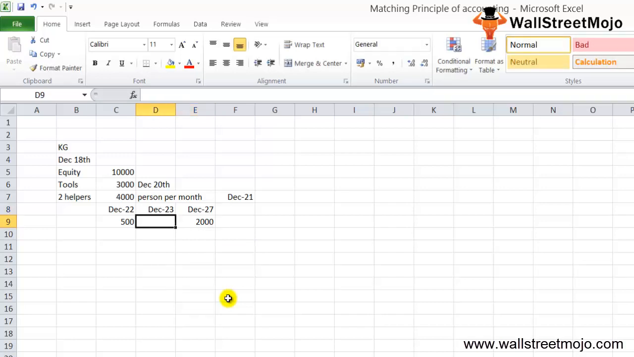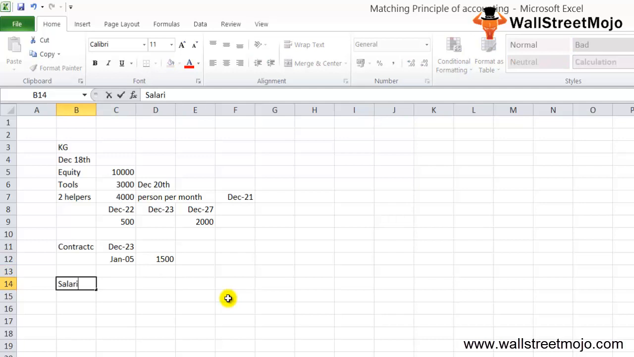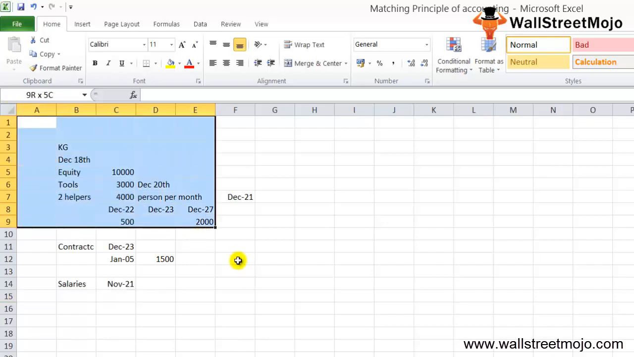And he received another contract on December 27, to be carried out on Jan 5 for the client, who paid him 1,500 in advance. And he paid salaries to the two helpers of $8,000 in total on Jan 2nd, as the company pays the workers after the end of the period. So we can prepare the journal entries as on December 31st for the whole example that we have quoted here.